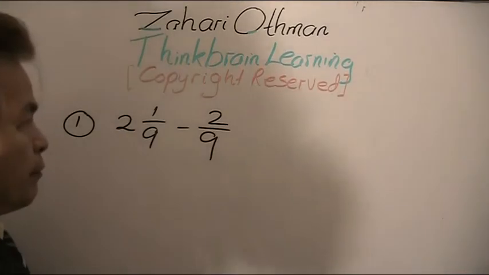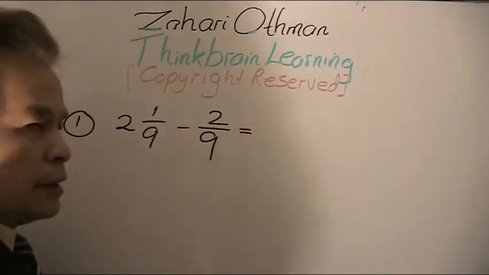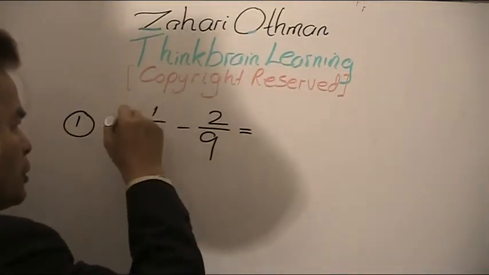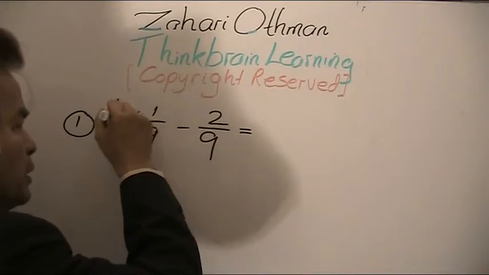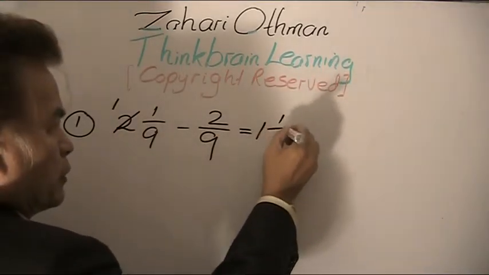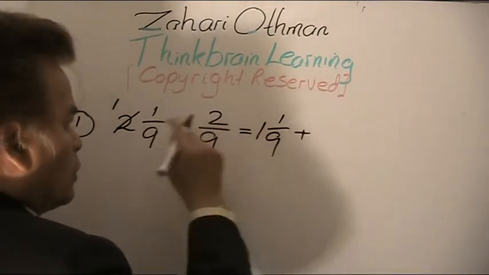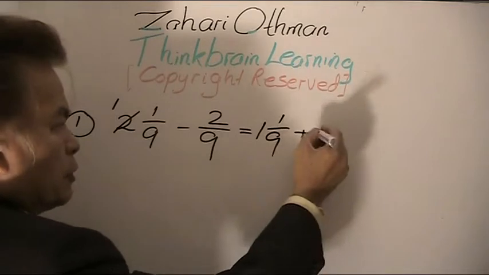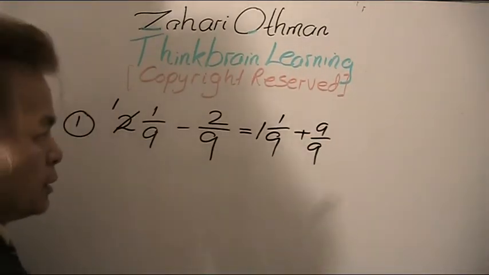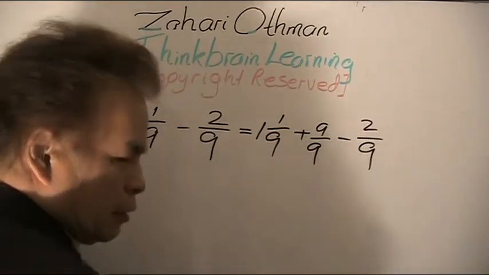Alright, in this problem, the first method, I want to borrow this 1 from 2, and what remains is 1. So that becomes 1 1 over 9 plus 1. I borrow 1 here, so 1 means 9 over 9. Then minus 2 over 9.